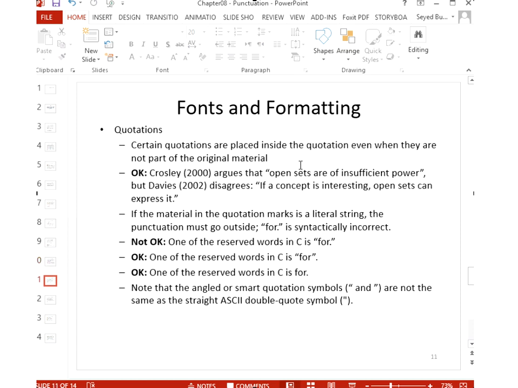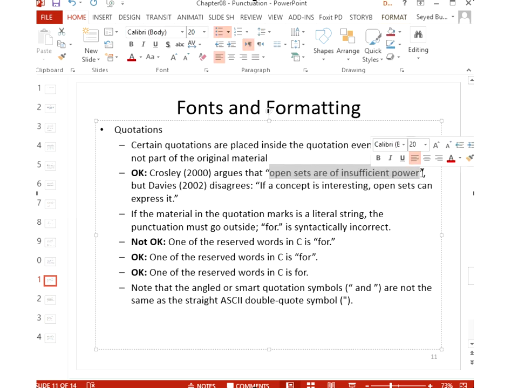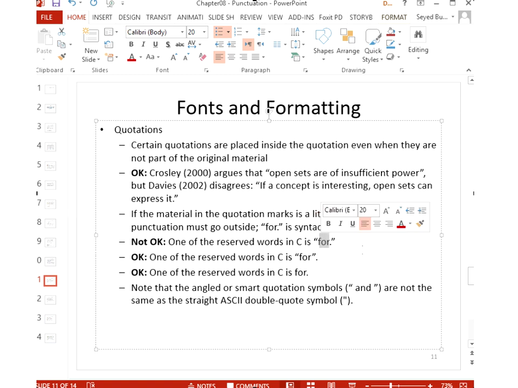What about quotations? Sometimes we use quotations not because we copy from somebody else's text. It is our own statement, but yet you can use quotes. This is like emphasizing. If you have a literal string, for example, "for" is based on a keyword in a language. It's a literal string.